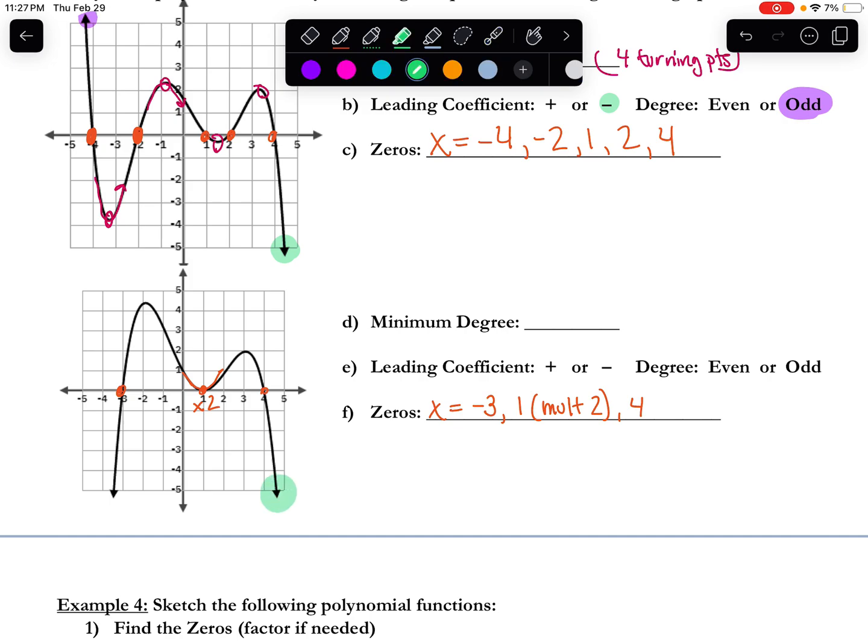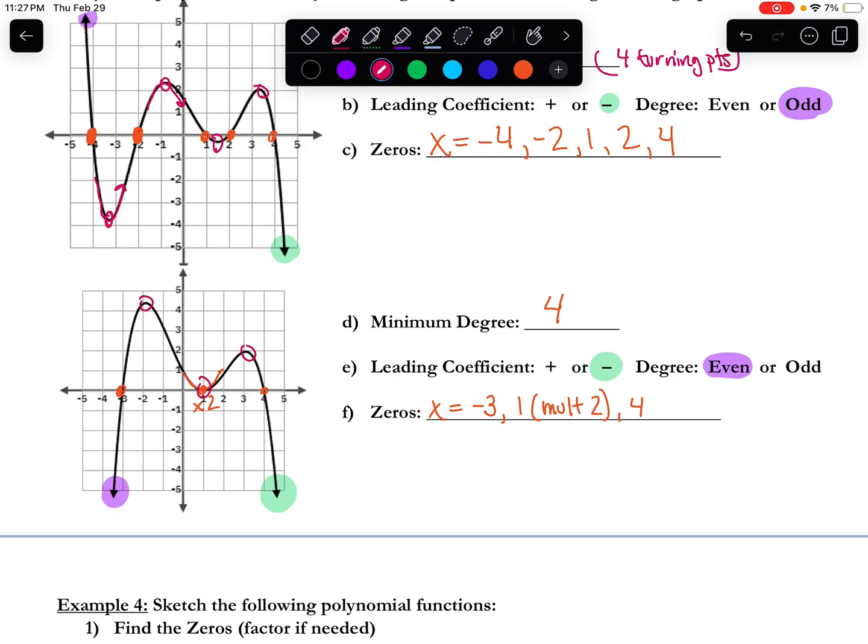So the right arrow is pointing down, which means it has a negative leading coefficient. The left arrow is also pointing down, so the same direction, which means it's even. 1, 2, 3, 4, that matches an even number, so we can say the minimum degree would be 4. We can confirm that by counting the number of turning points.